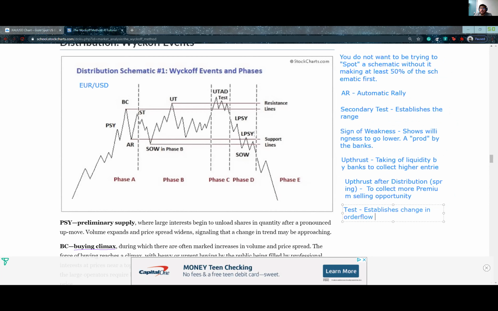So the test establishes change in order flow. Now, what do I mean by it establishes change in order flow? Basically, it establishes the change from a bullish movement into a bearish movement. So as we see here, we see the peak up here, and then it goes below and it holds that peak.